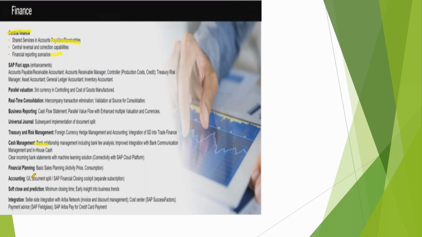Now you can also do your GL document split or financial closing cockpit. This is a separate subscription they're talking about. The closing cockpit is where you can define your month-end and year-end activities in one place, and ensure you don't miss any of them. Otherwise, when you do the reconciliation, we say we have done the activity, but we are not sure whether depreciation is executed correctly, whether my assessment cycles are completed, or whether my foreign currency revaluation is executed.